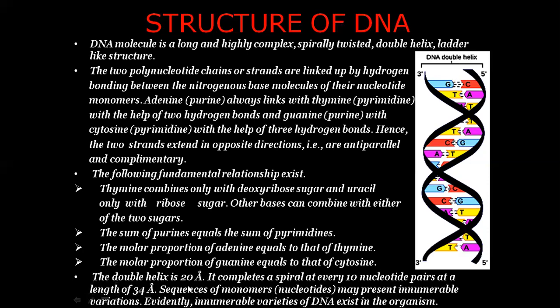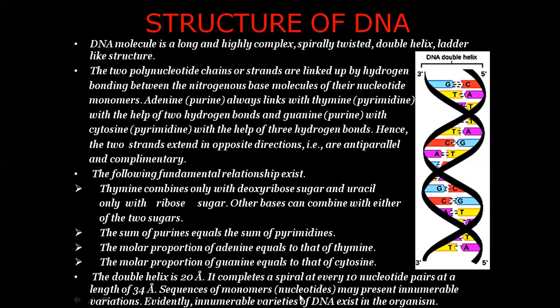The double helix is 20 angstrom wide. It completes a spiral at every 10 nucleotide pairs, at a length of 34 angstrom. That is very, very specific. So at every spiral, you will have 10 nucleotides and it will have a length of 34 angstrom.